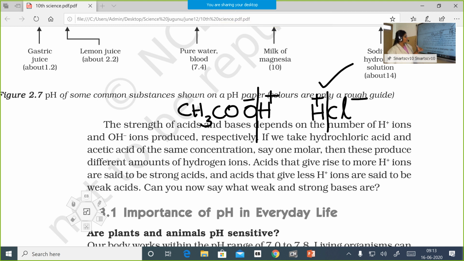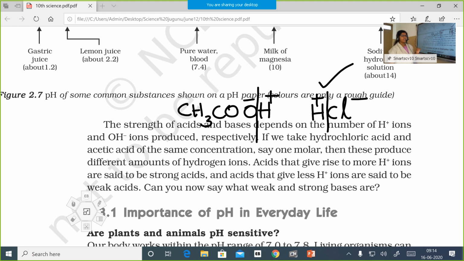Similarly, go for the last sentence now. You now say what a weak and strong base is. So what is a strong base? A base which produces more OH minus ions, hydroxide ions, when dissolved in water. And why are they able to produce more OH minus ions? They go for complete ionization.